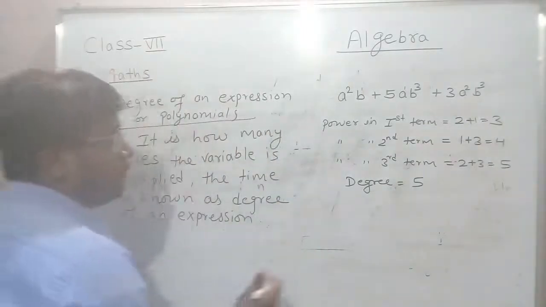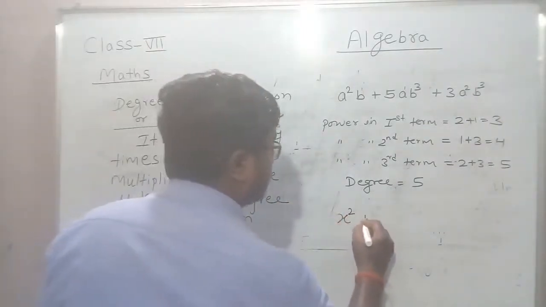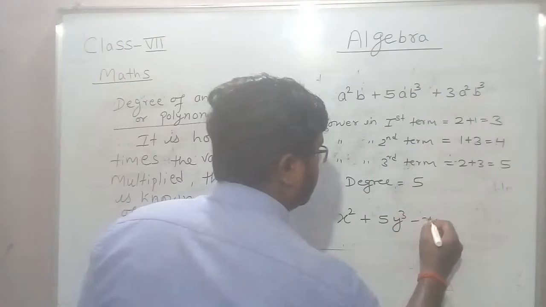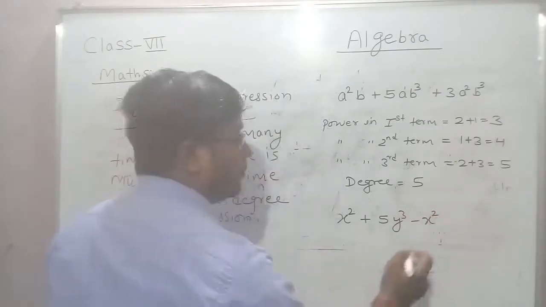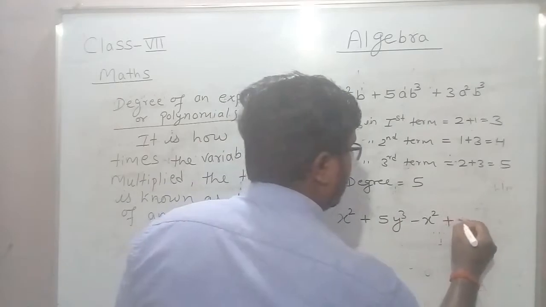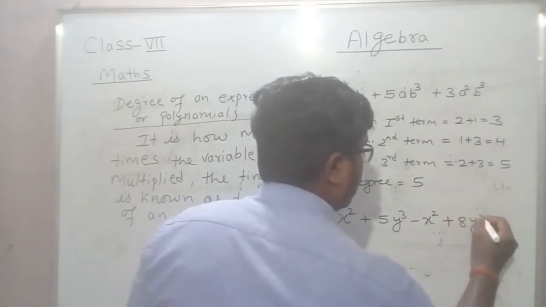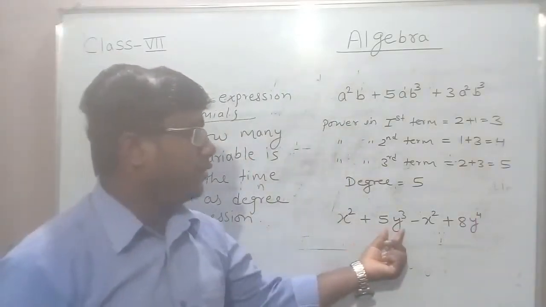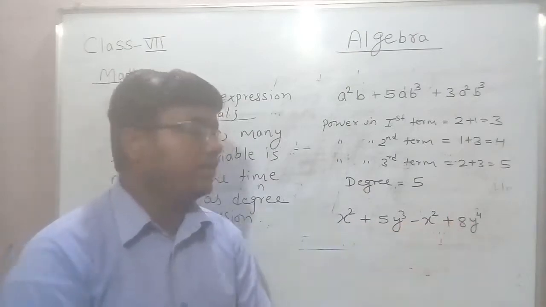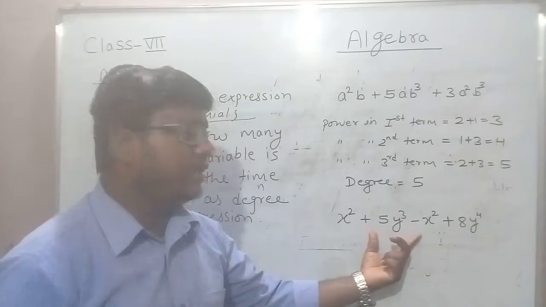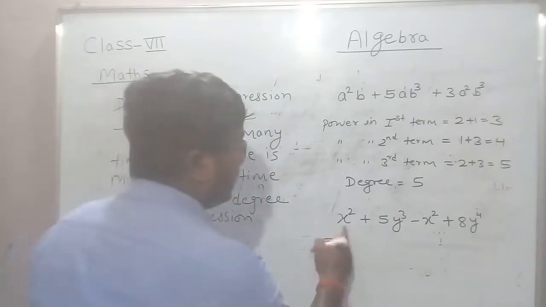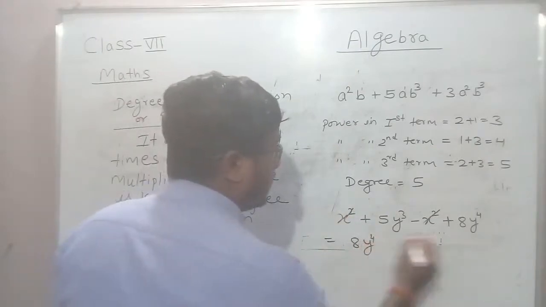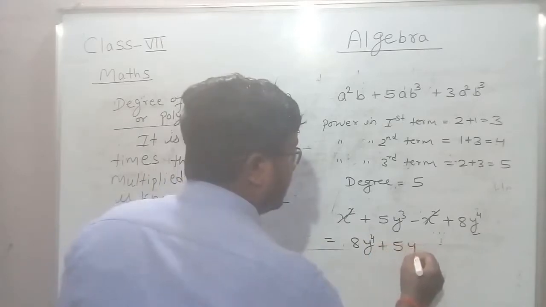Now see one more example here. Suppose I have written this example: x square plus 5y cube minus x square plus 8y to the power 4. First of all let's see whether it can be simplified or not. Yes, this can be simplified. x square minus x square, cancel this. What is remaining? 8y to the power 4 plus 5y to the power 3.